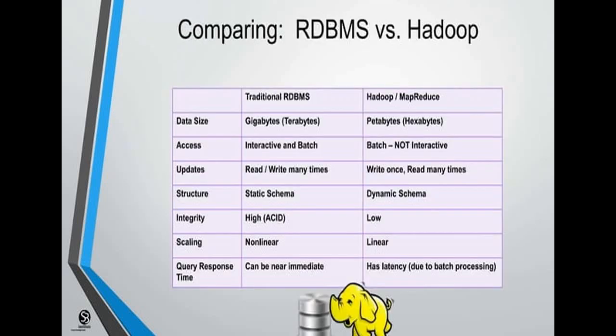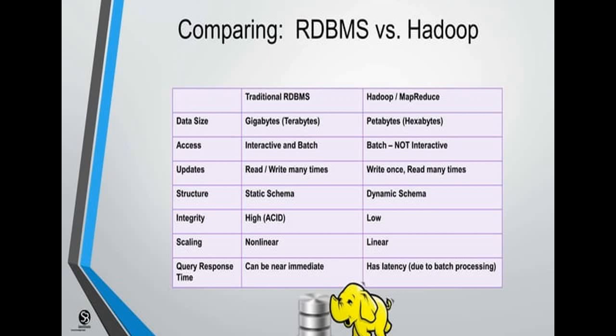So what is the difference between RDBMS and Hadoop? In RDBMS, data size is termed to be gigabytes or terabytes. Up to terabytes, RDBMS can handle the data. But Hadoop can handle petabytes and exabytes, up to petabytes and exabytes with Hadoop or MapReduce.